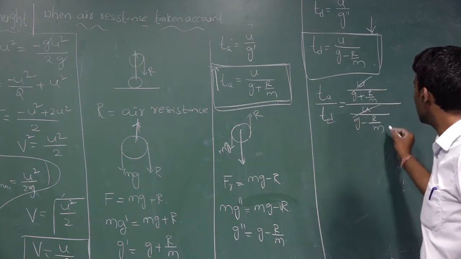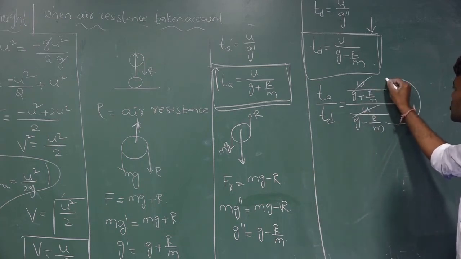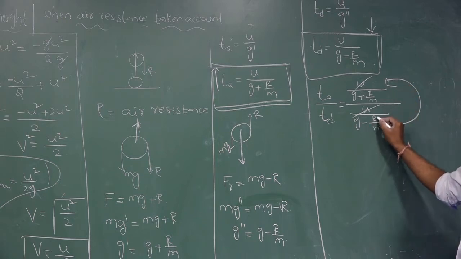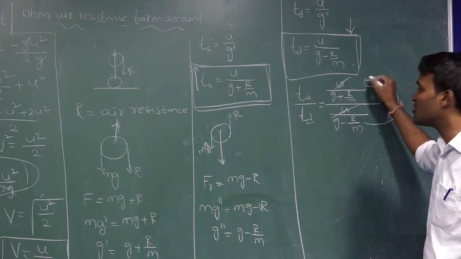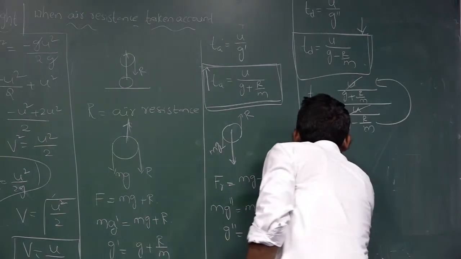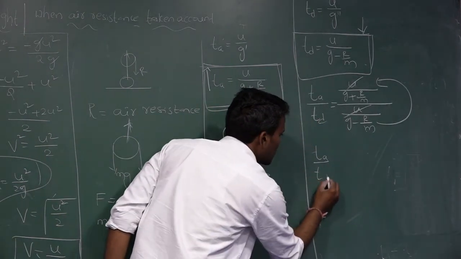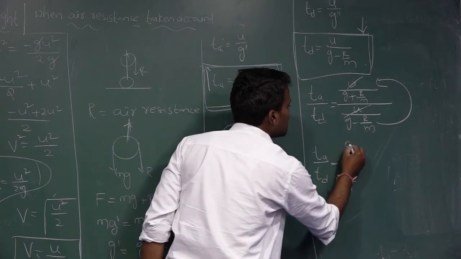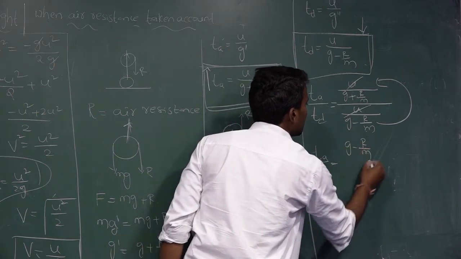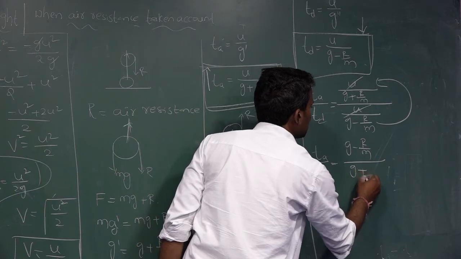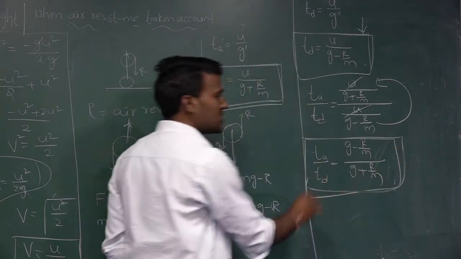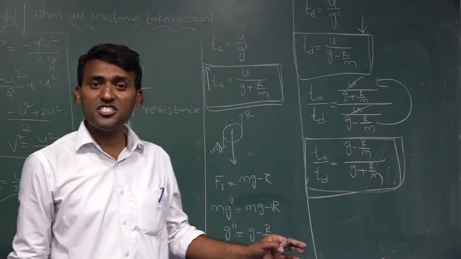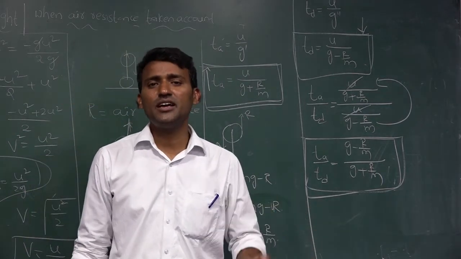U gets cancelled. This denominator goes to the numerator. (g minus r by m) is a denominator's denominator, so it goes to the numerator. At that moment, time of ascent divided by time of descent is (g minus r divided by m) divided by (g plus r by m). This is the ratio of time of ascent to time of descent when the resistive force is taken into account.